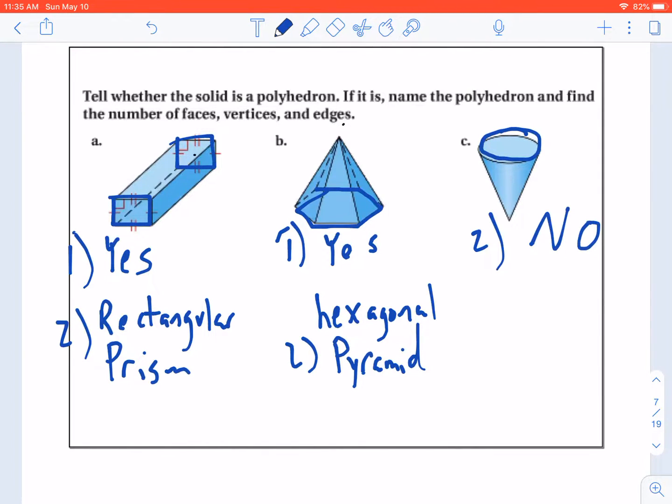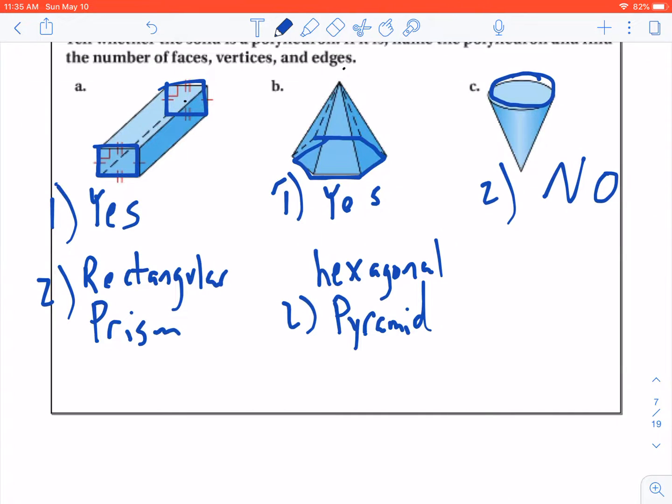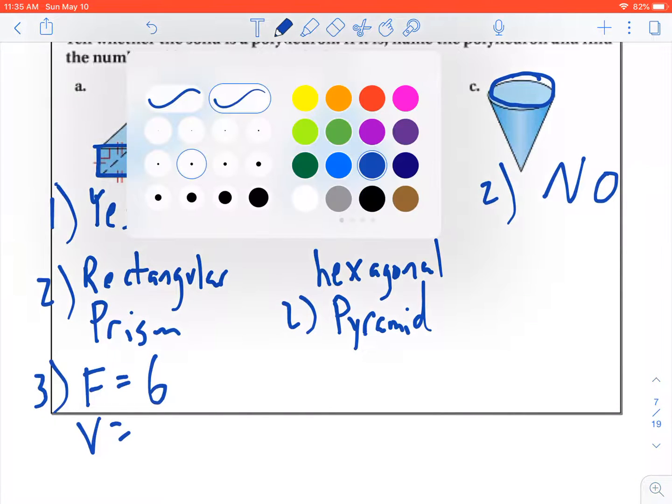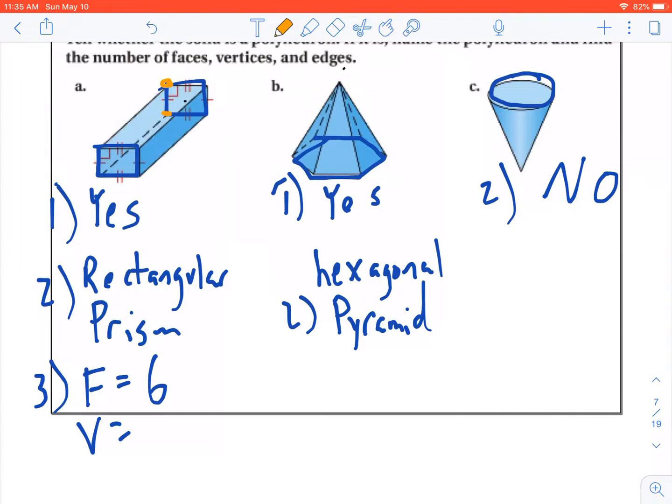Now, third part then wants you to identify the number of faces, vertices, and edges. So, faces. How many polygons are there in A? I got the front and back rectangles, the left and right rectangles, top and bottom rectangles. So there are 6 faces. As for my vertices then, I have the 4 in the back, 1, 2, 3, 4, and the 4 in the front. Counting up my vertices then, there are 8.